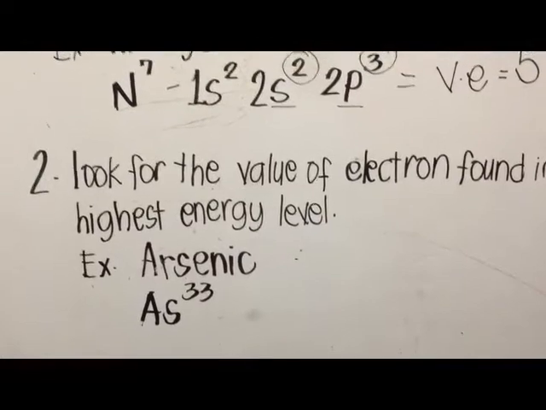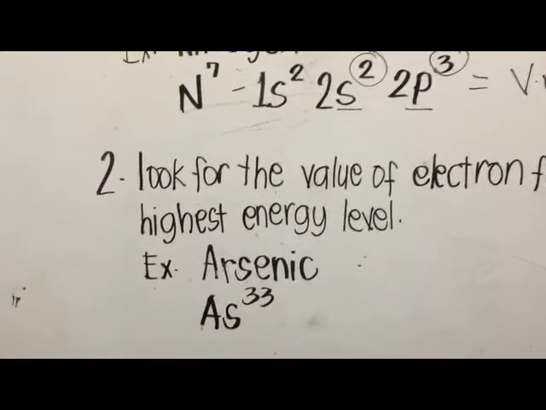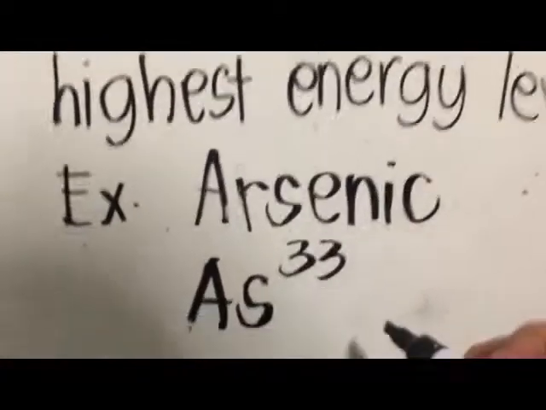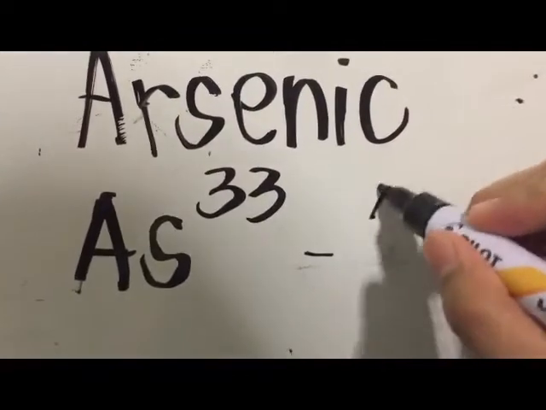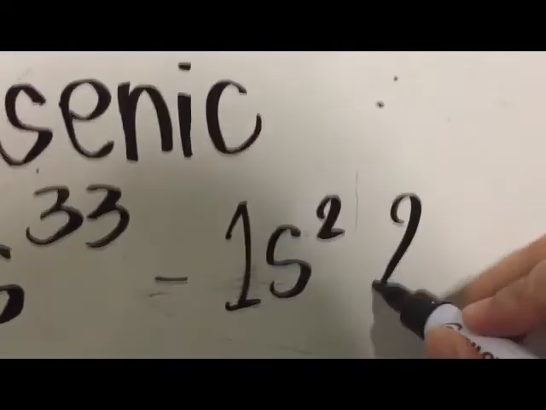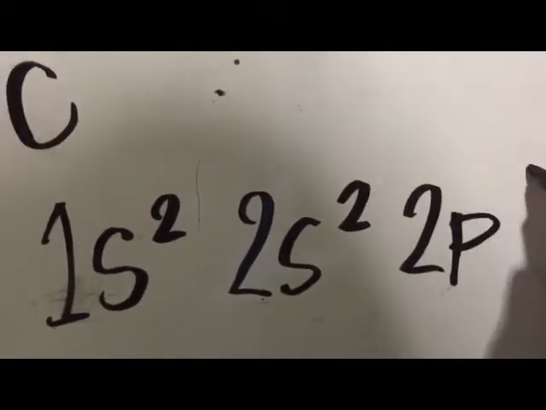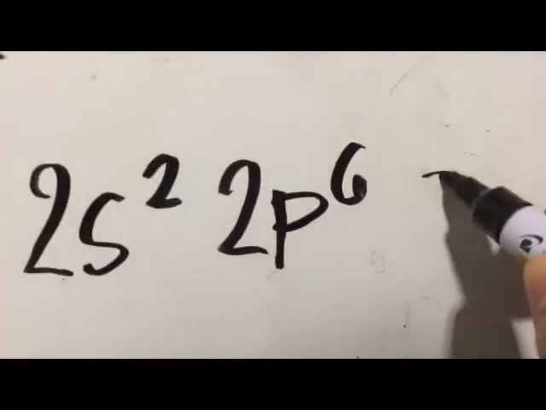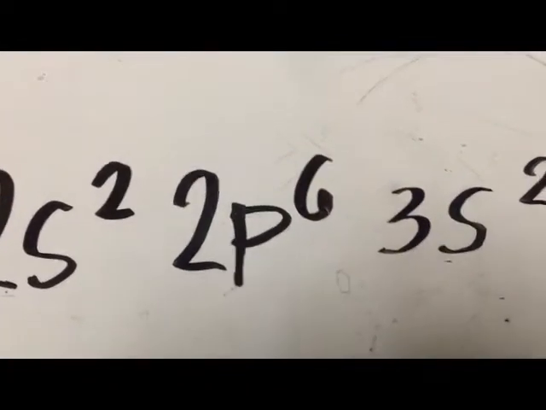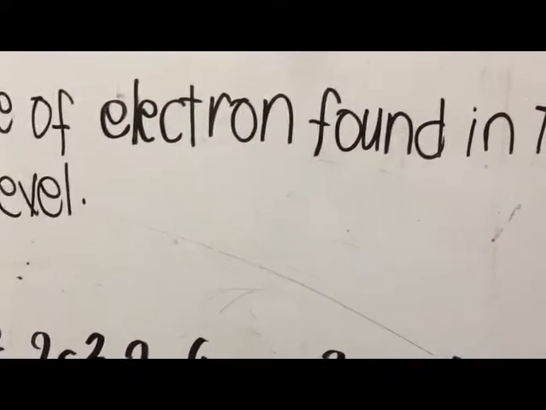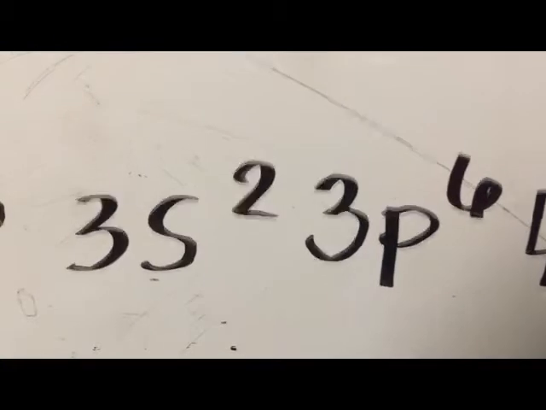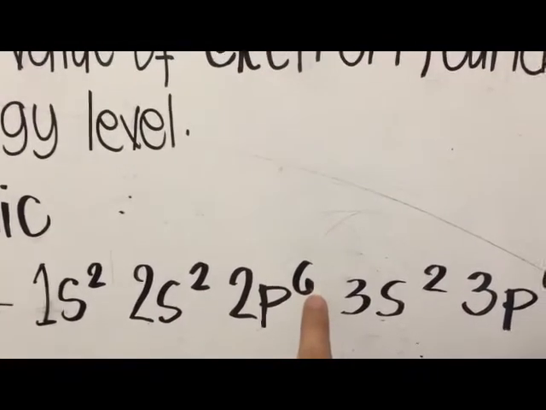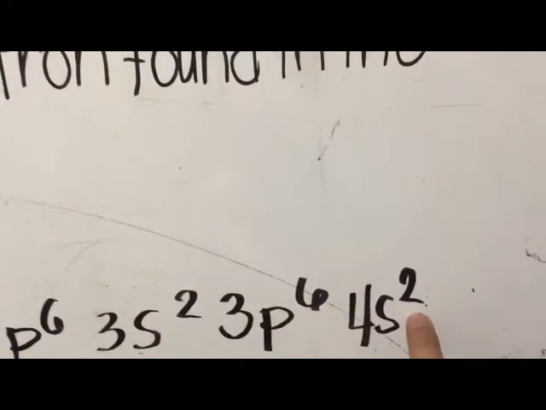Okay, halimbawa meron tayong element which is the arsenic. Symbol is AS and atomic number is 33. So, pag ginawa natin yung kanyang electron configuration, again, start sa 1s2, 2s2, 2p6. Okay, ano sunod ng 2p6? 3s2, and then 3p6. Okay. After ng 3p6 is 4s2. Okay, bilangin muna natin. Nakakailan na tayo? 2 plus 2, 4 plus 6, 10 plus 2, 12 plus 6, 18 plus 2, 20.